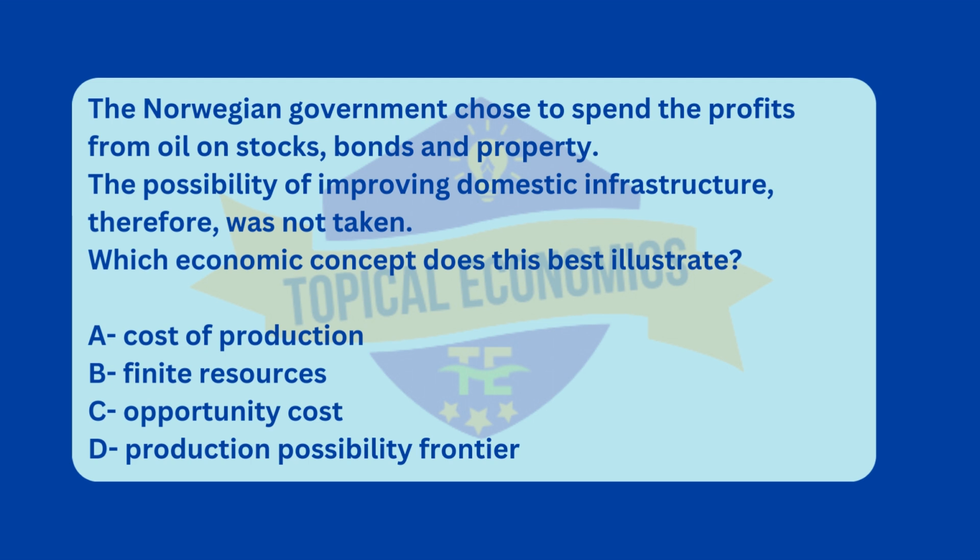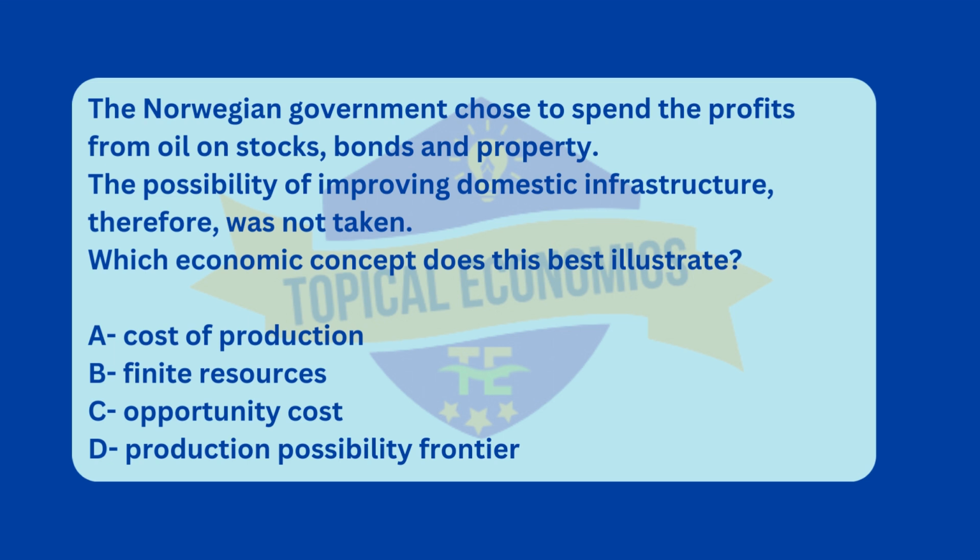Analyzing the other options. Option A, cost of production, is incorrect, because the cost of production refers to the costs incurred in producing goods and services, such as labor, capital, and raw materials. It does not relate to the choice between different ways of using profits, as in the case here. Next, option B, finite resources, is incorrect, because although resources may be finite, limited, the concept of finite resources does not directly explain the situation. The focus in the question is on the trade-off between different uses of resources, which is captured by the concept of opportunity cost, not the mere limitation of resources.